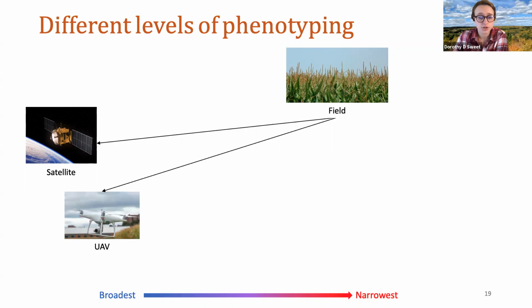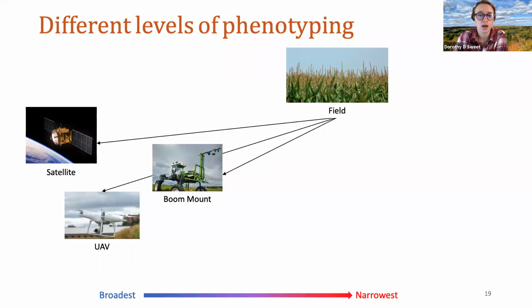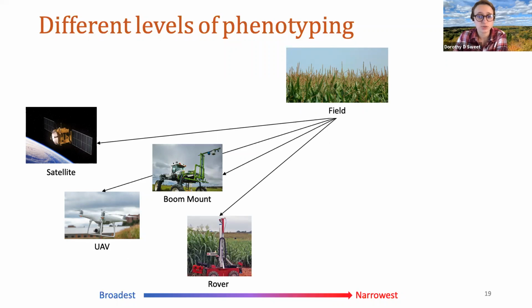Unmanned aerial vehicles, or UAVs, are air vehicles without pilots on board that are part of an unmanned aerial system, which includes the UAV, a ground-based controller, and a method of communication between the two. A boom-mounted sensor involves mounting a sensor, such as a camera, on the boom of a high-clearance field vehicle. This vehicle then drives through the field collecting data. A rover is very similar to a boom-mounted sensor in the sense that it's still a ground-based vehicle with a sensor mounted to it to collect data, but these are usually remotely controlled.